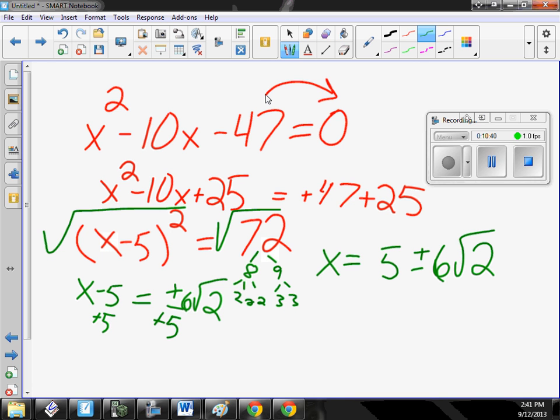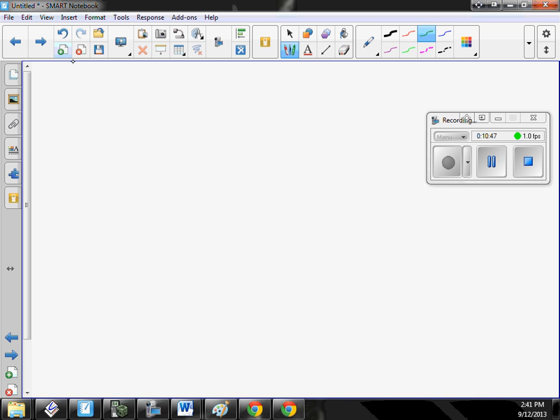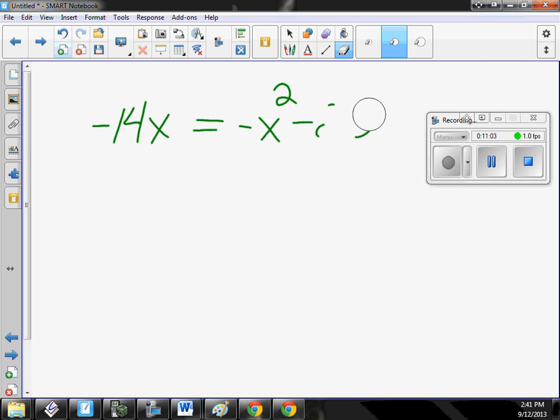What if we have what? Oh, okay. So let's do another one. Let's do like negative 14x equals negative x squared plus minus 20. That might not be big enough. Let's do something bigger. Minus 85.